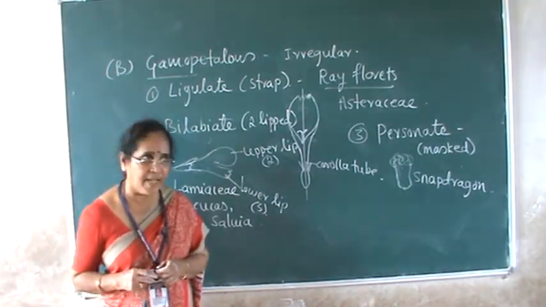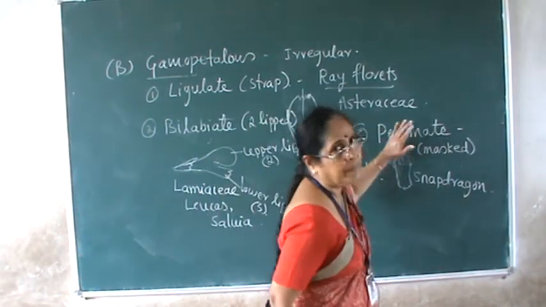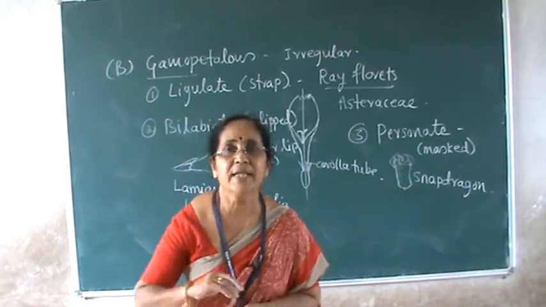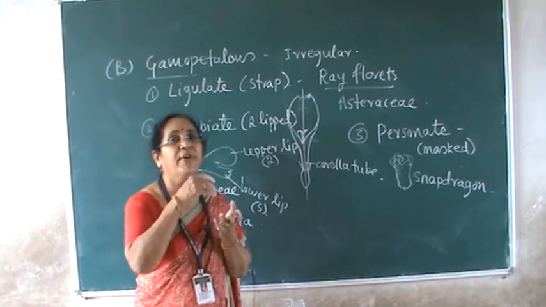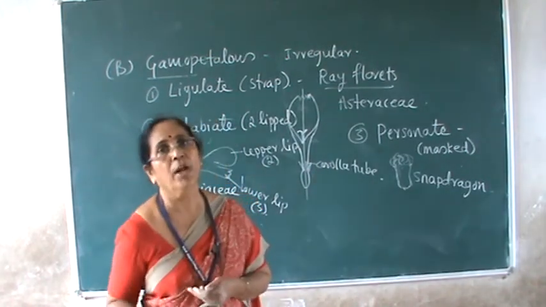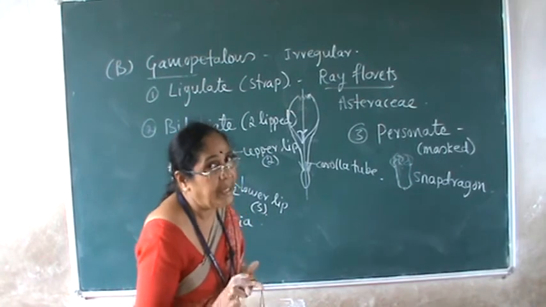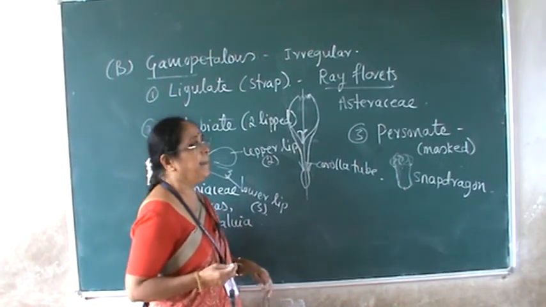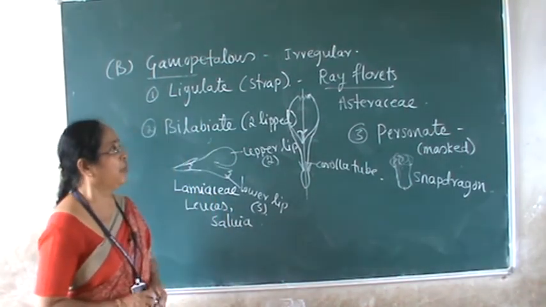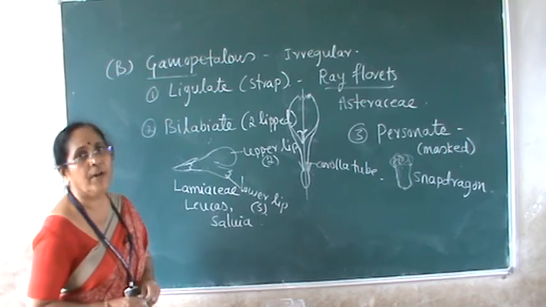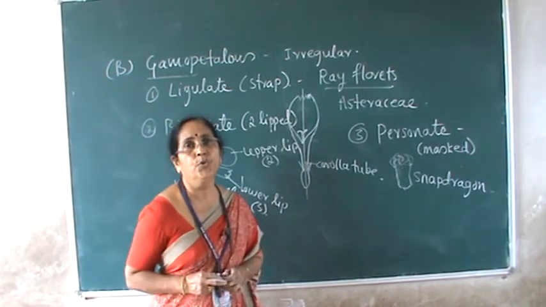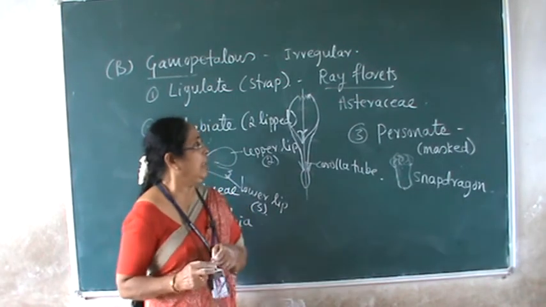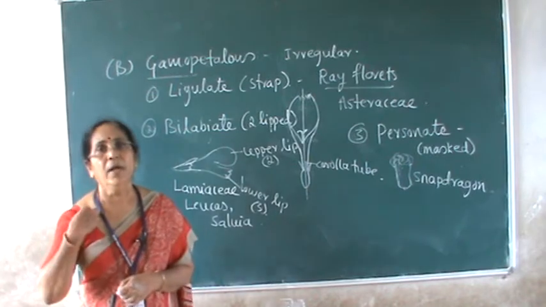and this is personate where 5 petals are completely fused in such a way that it appears like it is completely masked, and it is very difficult to find a gap in between the corolla lobes there. It appears like it is completely closed. So it is called as masked kind of corolla, or the shape is called as the personate shape of the corolla. So all these three belong to irregular type because they can be cut into 2 equal halves in only one plane. Okay.